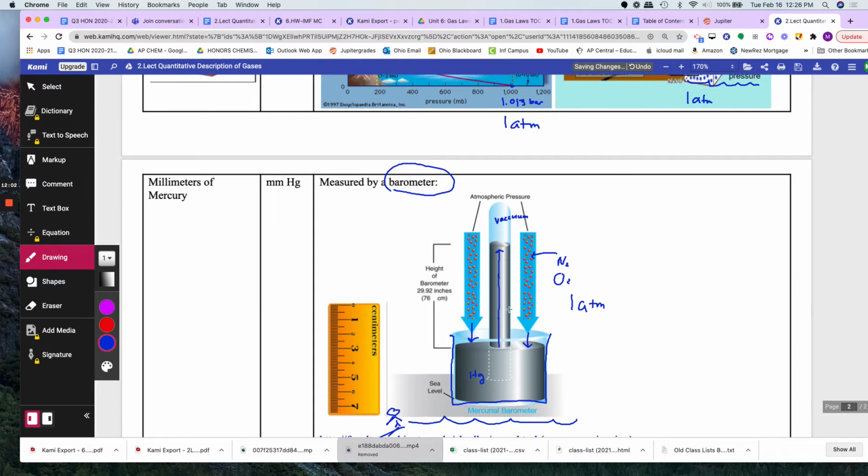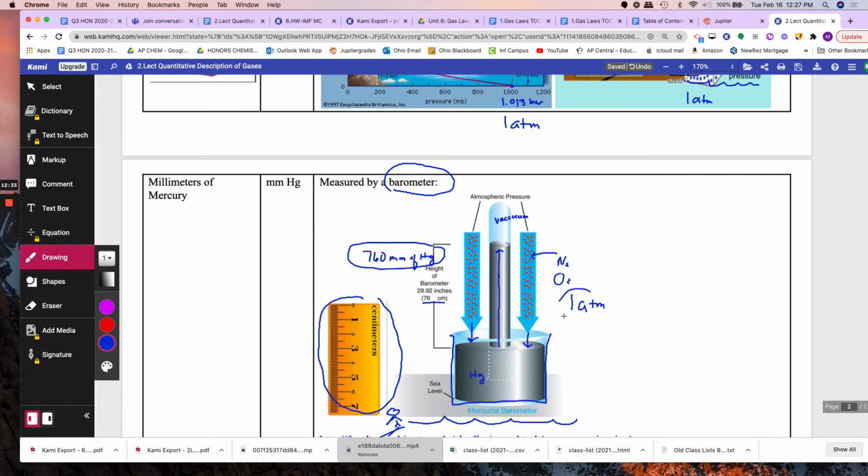Okay, so now it's going to rise, and all you have to do is take a ruler, measure the height of this mercury, and if you use centimeters, it'll be 76 centimeters. If you use millimeters, it'll be 760 millimeters. Since you use mercury, it's 760 millimeters of mercury. Okay, so that is how high the mercury will go up at sea level.